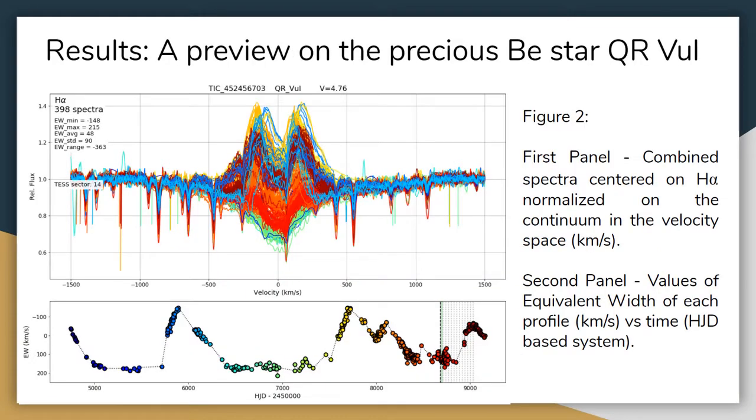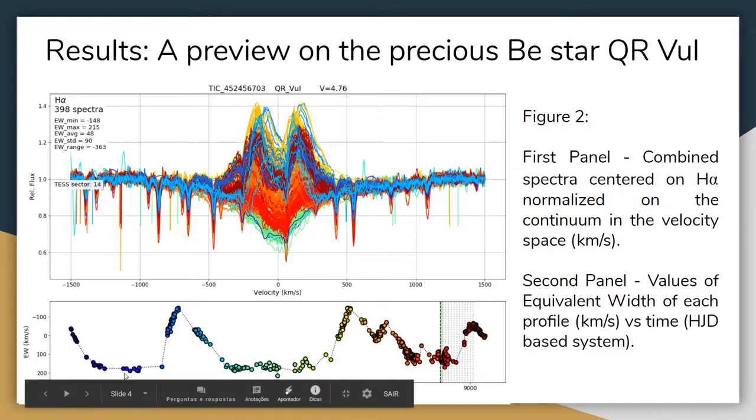So, just to show a preview of the results, this is the Be star QR Vir. In the first panel, we can see combined spectra centered on H-alpha, normalized on the continuum in the velocity space. And in the second panel, we can see values of equivalent width of each profile versus time.